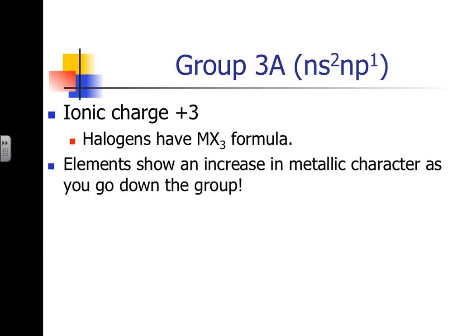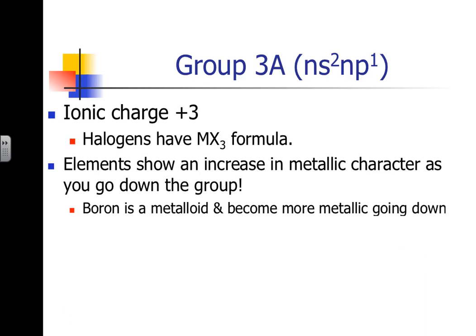They show an increase in metallic character as you go down a group. If you take a look at group 3A, you'll see boron and then aluminum. So boron is a nonmetal. Aluminum all the way down, those are actually all considered metals, so you can see an increase in metallic character. Sorry, I said boron was a nonmetal, metalloid.